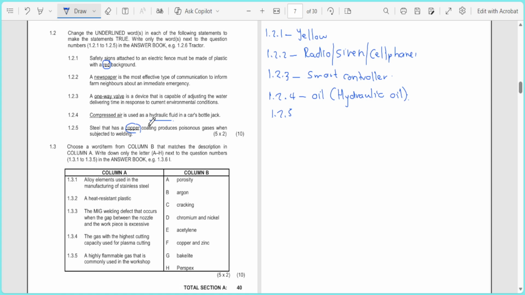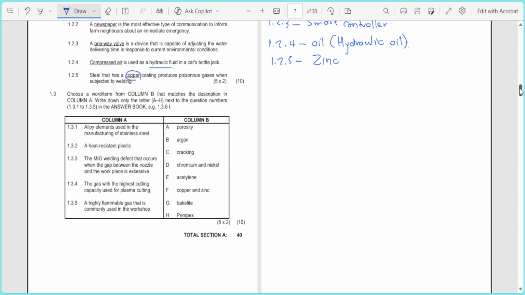So I'm thinking zinc coating. Zinc coating is the appropriate one. I think it should be the correct one. It's very common in farming applications. So we should go with zinc for this one.